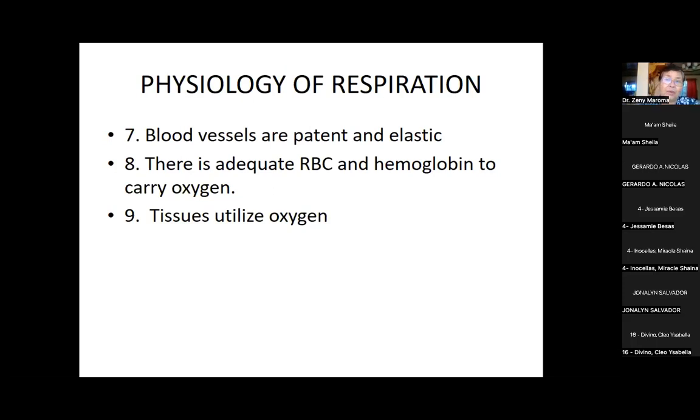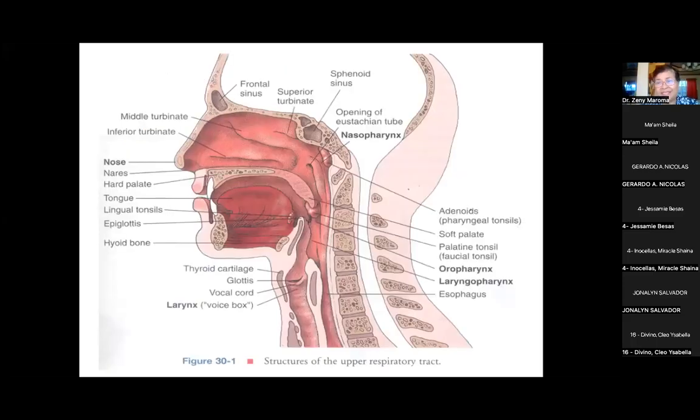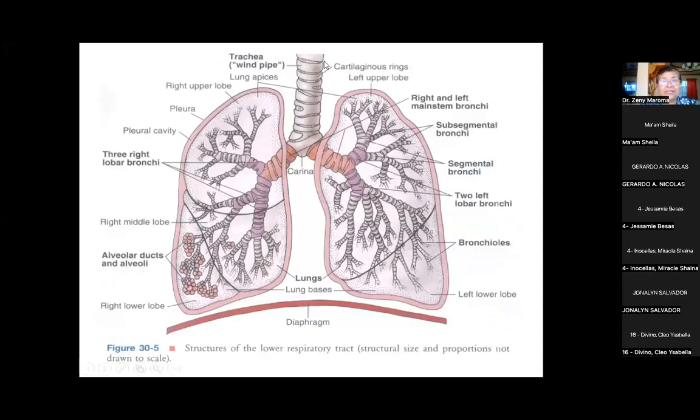Okay, again, number one, there is adequate oxygen in the air that we breathe in. Pangalawa, airway is patent. So we are talking about the upper airway conducting system and the lower airway conducting system. The upper airway conducting system consists of the nose, the pharynx, larynx, and then trachea. Okay, so we have here the trachea, and then we have the bronchi, the primary, secondary, tertiary bronchi, and finally the alveoli, where gas exchange occurs.